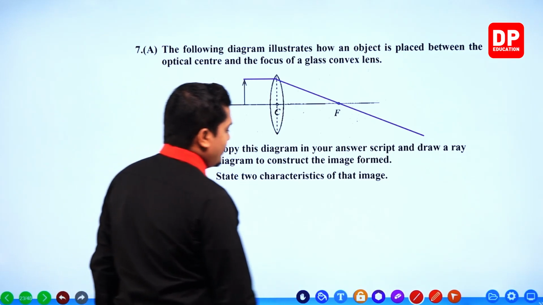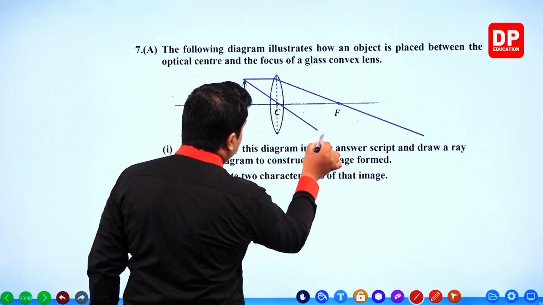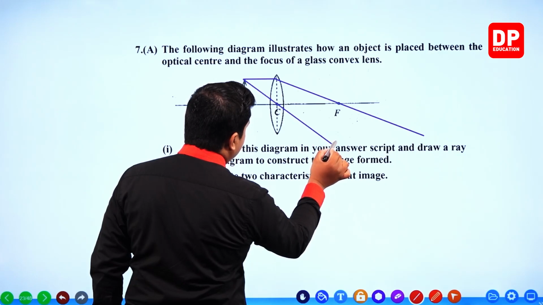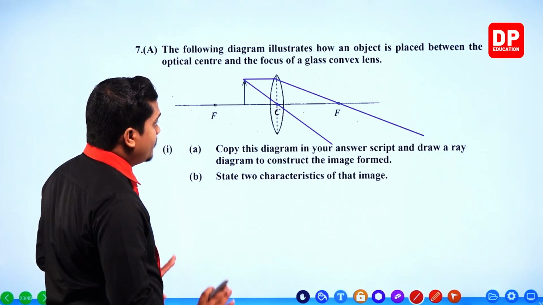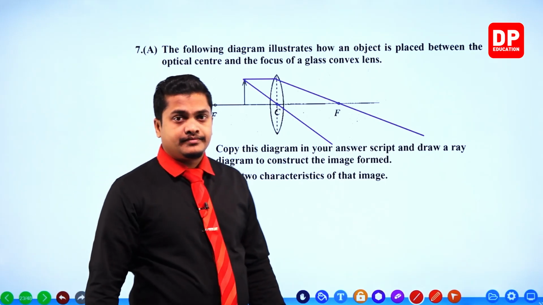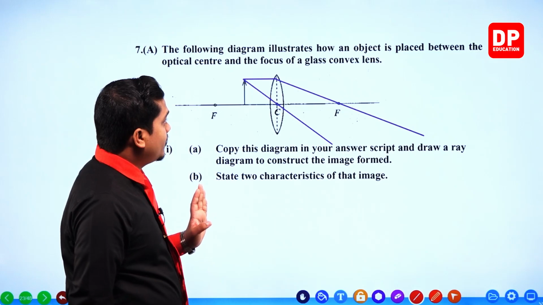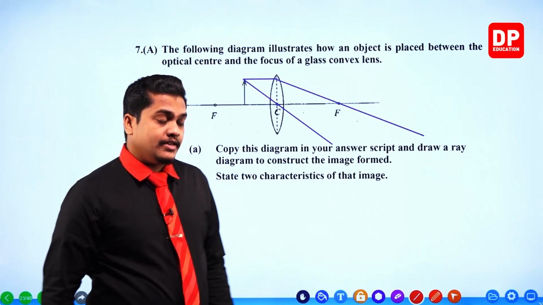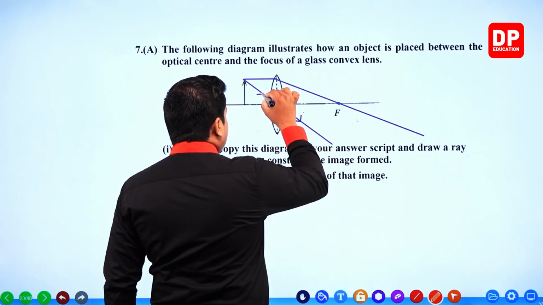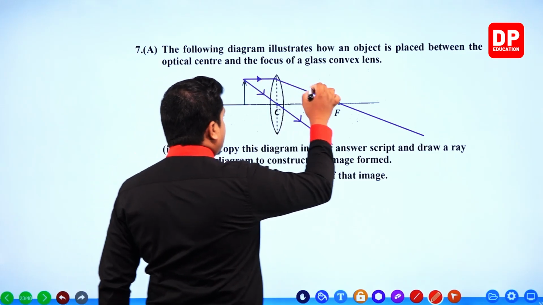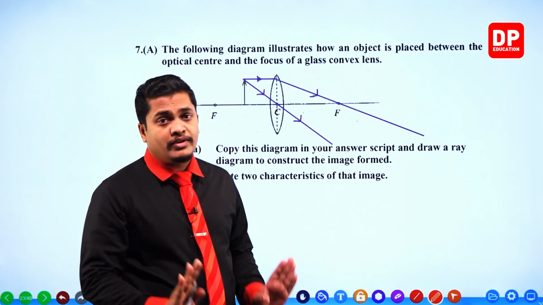Then the next one is quite simple, my dear children. The second one, light rays which are passing through the optical center like this, they will pass in the same straight line without change in the direction, right? Without change in the direction, the light rays which are passing through the optical center will travel along the same line. So it's better if you can mark the arrows like this to show the pathway of the light rays, my dear children. However, it's not that important to mention the arrows, but it's better to mention it.